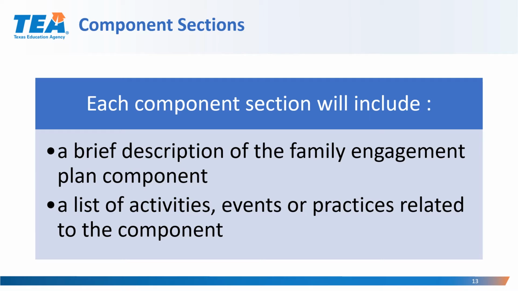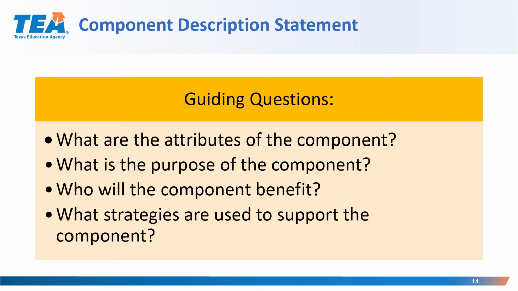As you move into writing the body portion of the high-quality pre-kindergarten family engagement plan, the body will include 6 component sections. Each one of these sections of the plan should include 2 parts. First, the brief description statement of the component, followed by a list of activities, events, and practices conducted by the LEA that relate to that specific component. Here are guiding questions LEAs can use to develop the component description statement for each component section. What are the attributes of the component? What is the purpose of the component? Who will this component benefit? What strategies are used by the LEA to support this specific component?